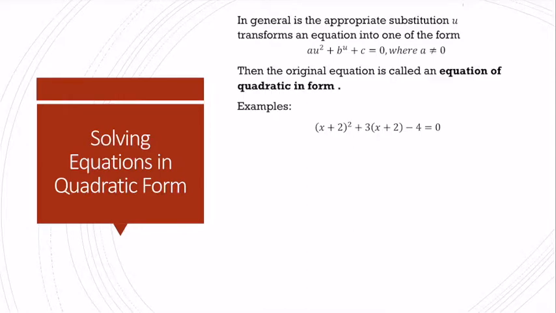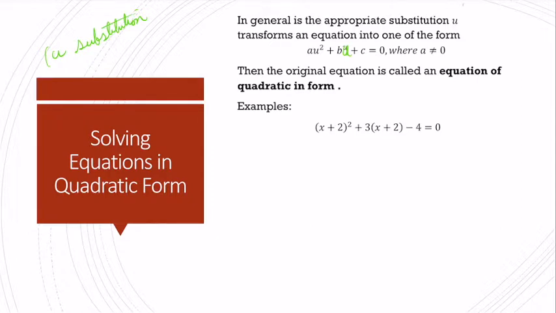The next thing I want to talk about is solving equations in quadratic form. This is also referred to as U substitution, or it will be when you get into calculus. So in general, the appropriate substitution U transforms an equation into one of the form AU squared plus BU plus C equals 0, where A doesn't equal 0, right? Because then it's still a quadratic. It has to be degree 2.